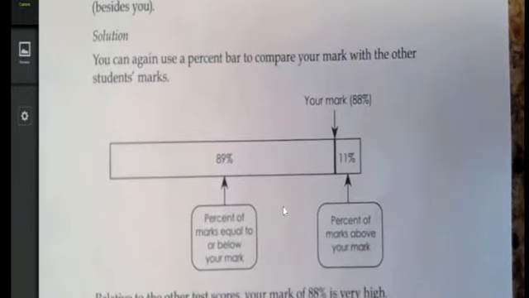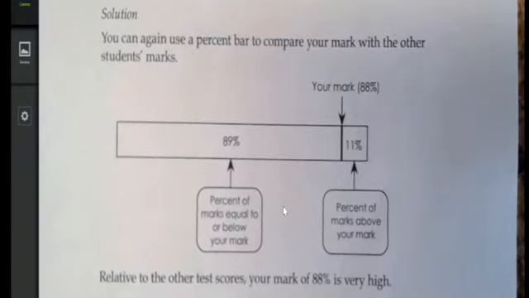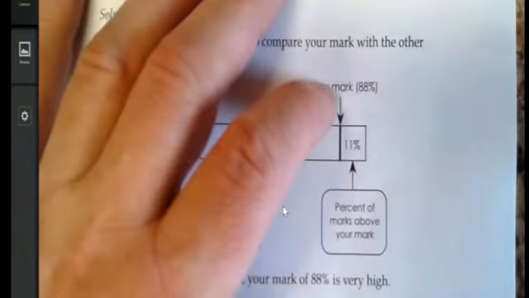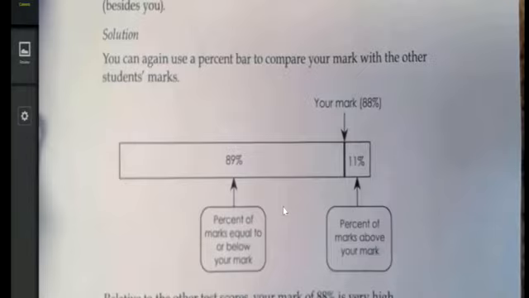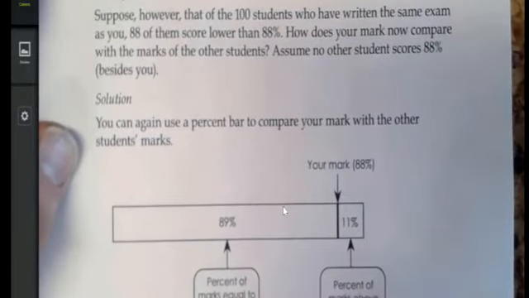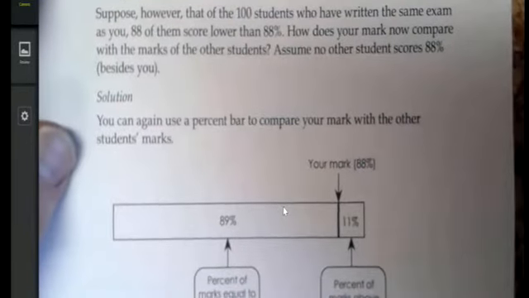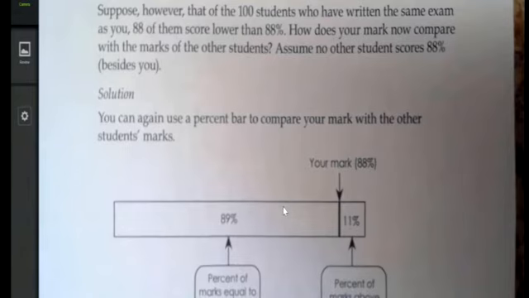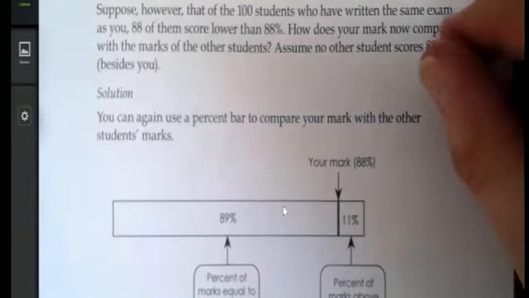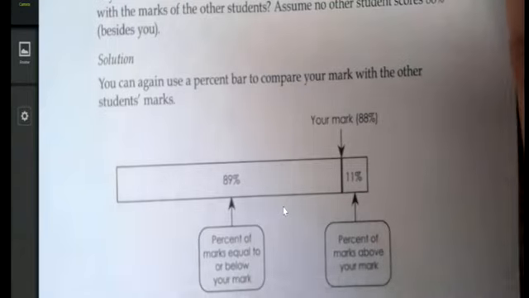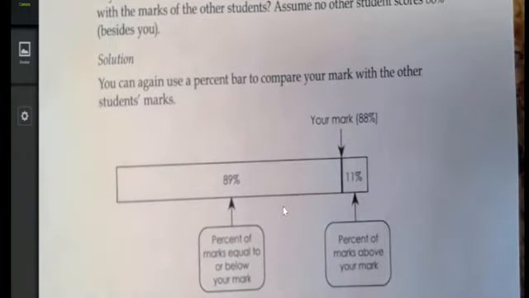Whereas before, only 11 of them did worse than you. So you can see how we can use percentiles to compare. A mark of 88 on this particular exam is probably much better than a mark of 88 on the other exam where almost everybody got that much anyways. So again, you're comparing it that way, and it gives you a more accurate reflection of how you did.